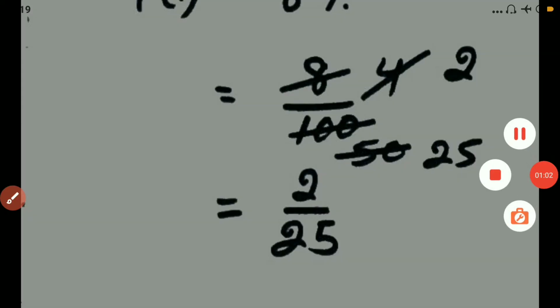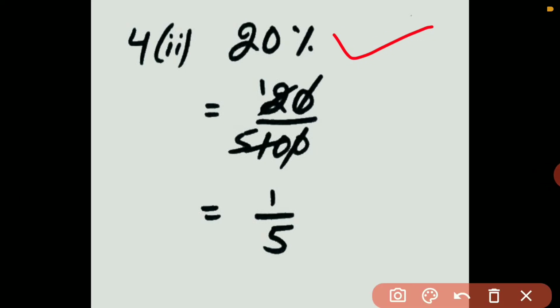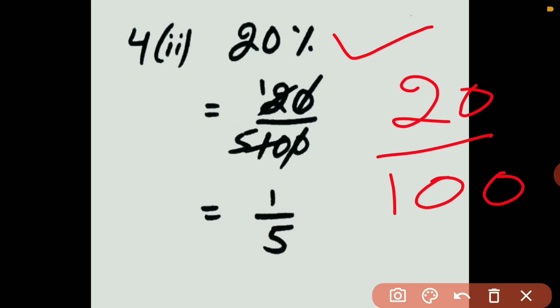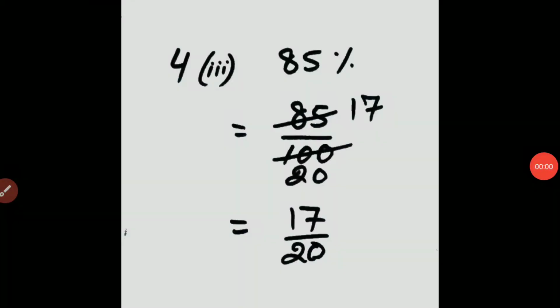Question number 4.2. Question number 4.2 is 20%. Like before, I have to write it as 20 upon 100. So which can be cancelled. This 0 and 0 can be cancelled. 2 ones are 2 and 2 fives are 10. Hence my answer is 1 upon 5. I hope you understood this. Coming to the next question, which is 4.3.